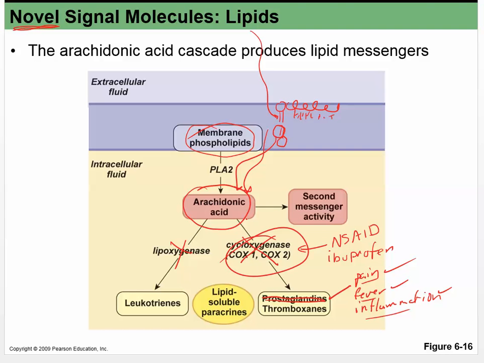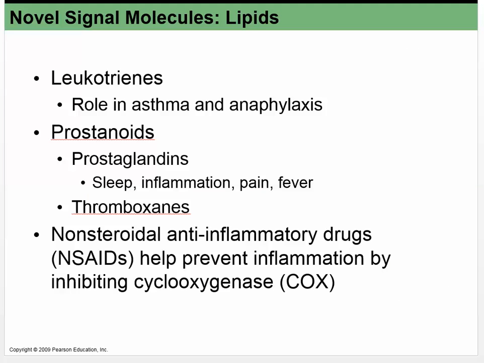Now we've known about this, the cyclooxygenase, the COX blockers, that are like the ibuprofen and the other NSAIDs that block prostaglandins. But this is kind of a new thing. And then we've discovered the effects of aspirin on blood thinning and reducing heart attacks.